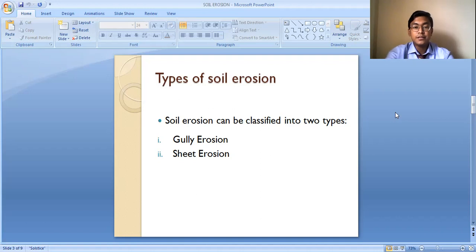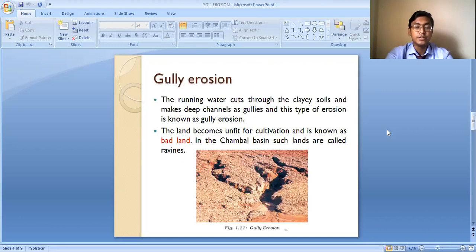Now let us discuss what gully erosion and sheet erosion mean, and how they take place. Gully erosion basically takes place in areas where the water flows on sloping land, or areas which have steep slopes. In those areas, gully erosions are more prominent.